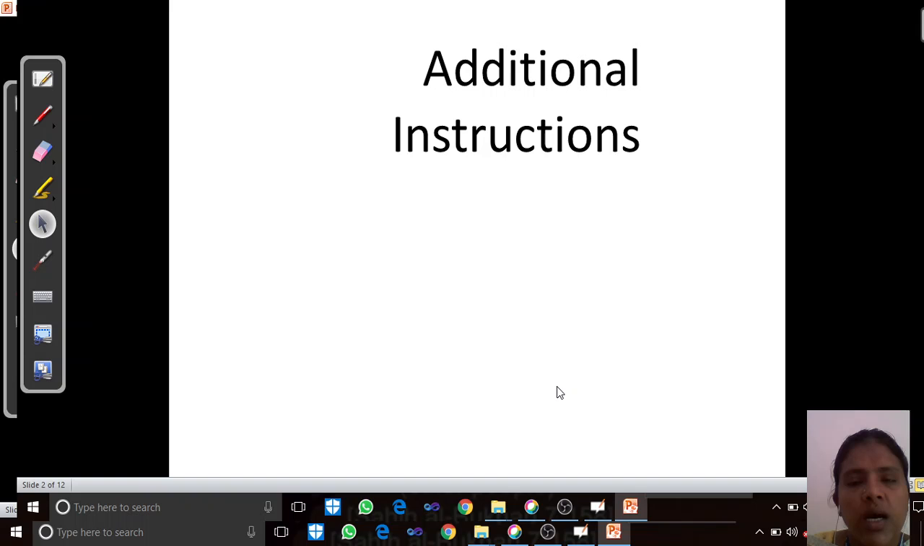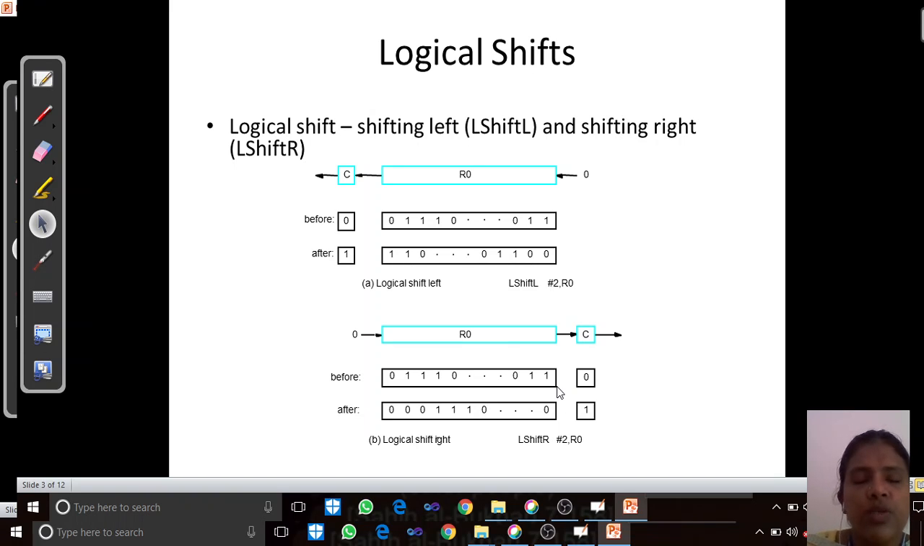Today's session is about additional instructions. The additional instructions we are seeing in assembly languages are logical shift and arithmetic shift. Let us see logical shift. Logical shift is shift left, LShiftL, and shifting right, LShiftR. Whatever the contents of R0 will be shifted along with the carry. The vacant position will be filled with 0.